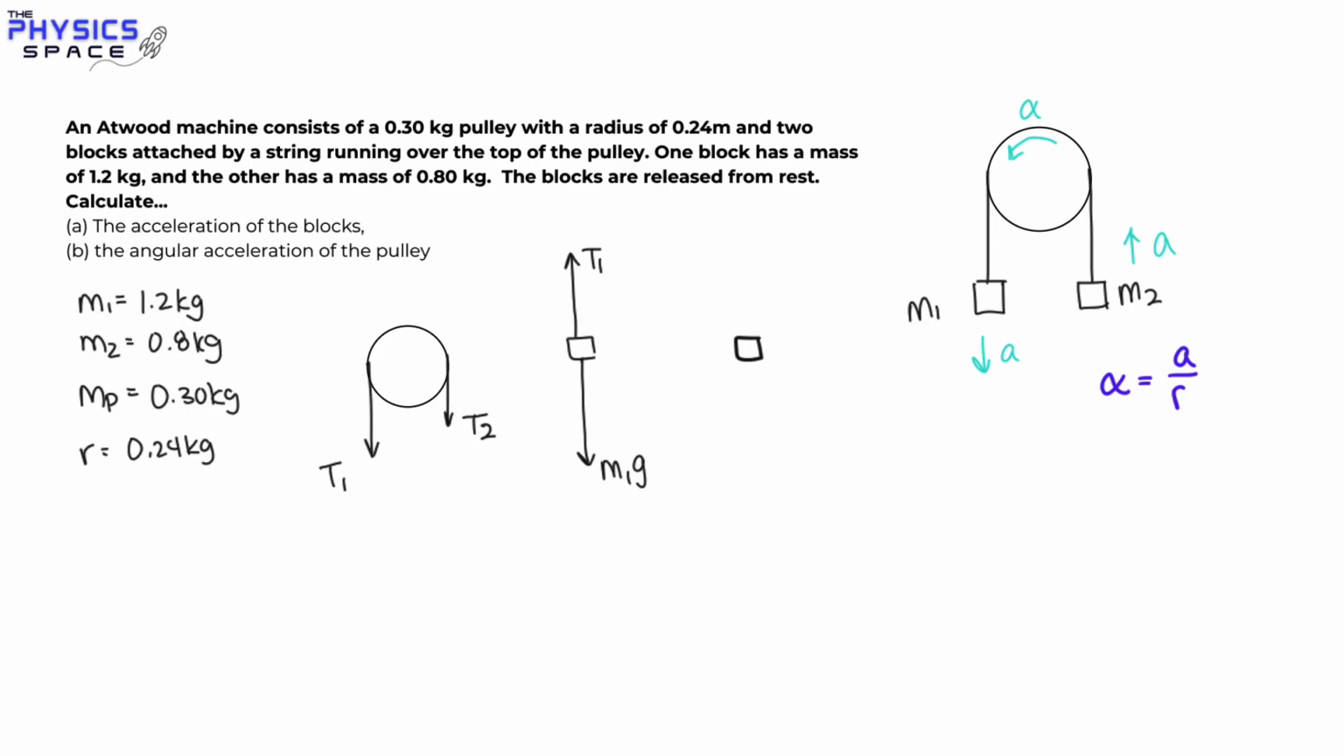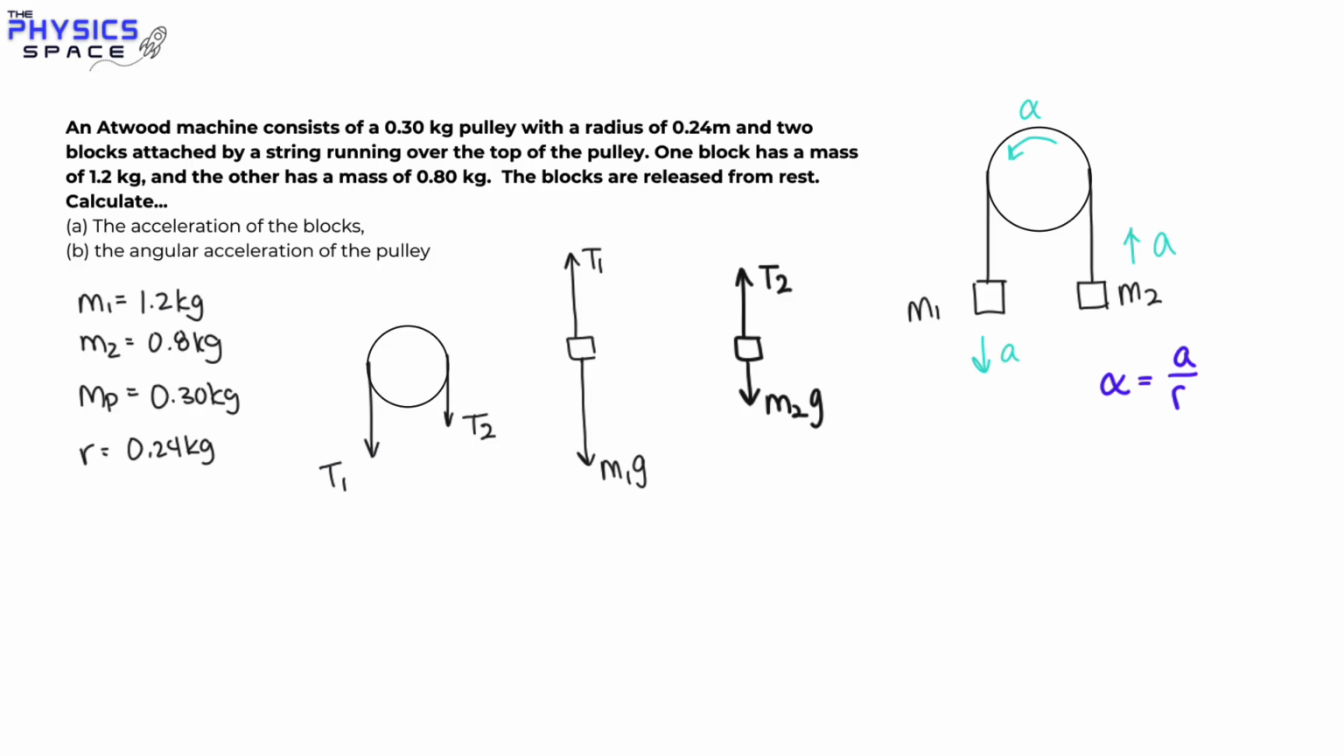M2 is accelerating upward, so it has an upward tension force T2, and that is greater than the gravitational force acting downward on it, which is M2 times G. Again, here too, this tension T2 is the same as this tension force over here in terms of magnitude. So what are we going to do with these force diagrams?